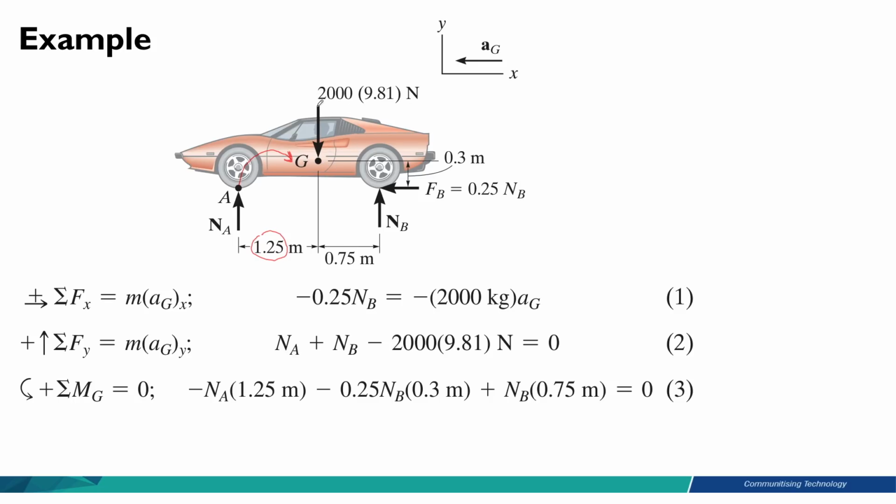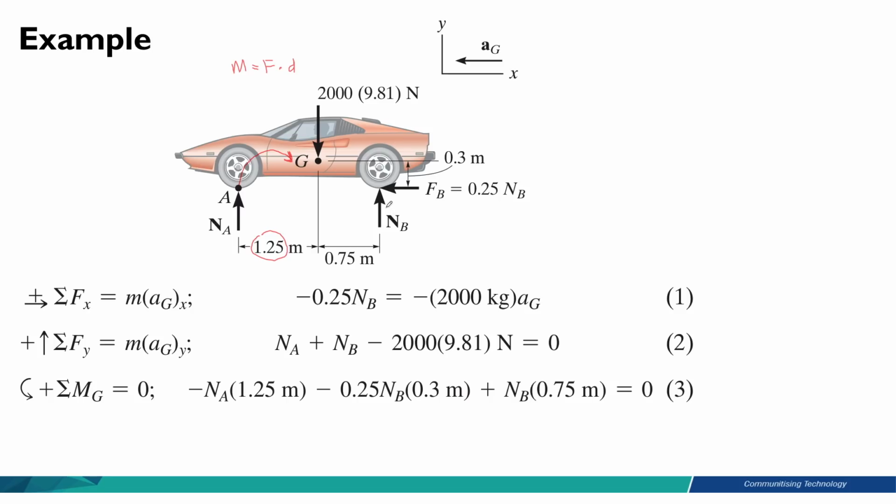Let's look at the weight. The weight acts exactly at point G. Therefore, there is no distance between this force and point G. Therefore, there is no moment of the weight at point G because there is no distance. Distance is simply 0. Moment M is equal to force F times distance d. So when d is equal to 0, the moment of the weight about point G is also 0.